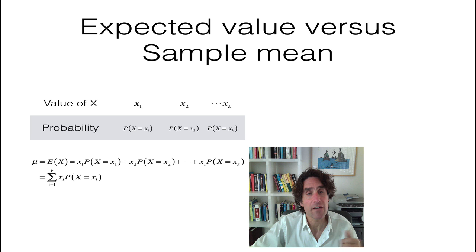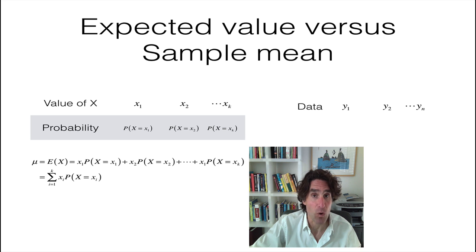On the other hand, if we have a sample from the distribution of x, then we have data y1, y2, all the way down to, let's say, the nth value, yn. And if we have data such as that, we could simply calculate the sample average.